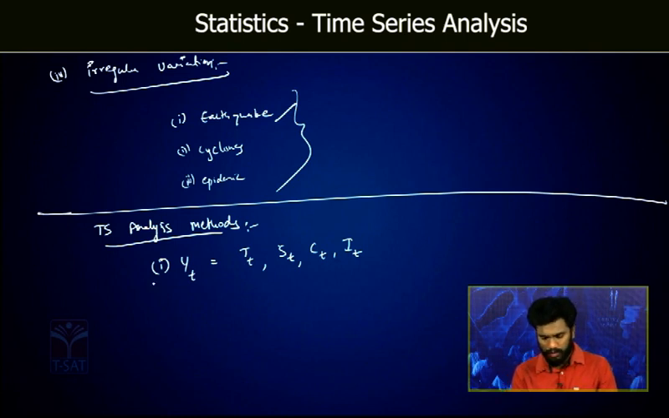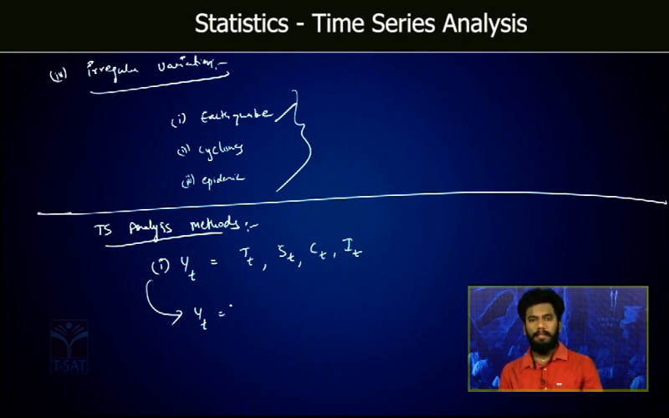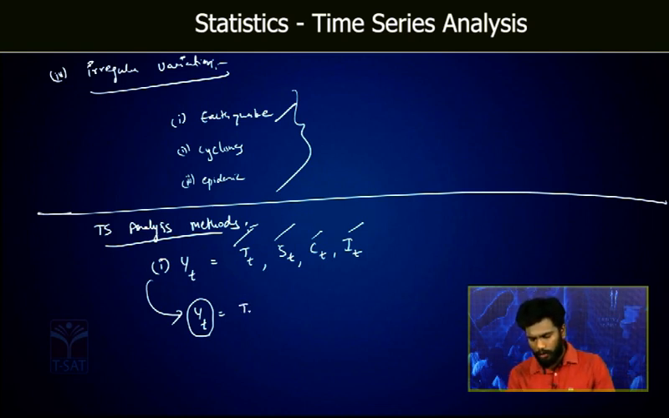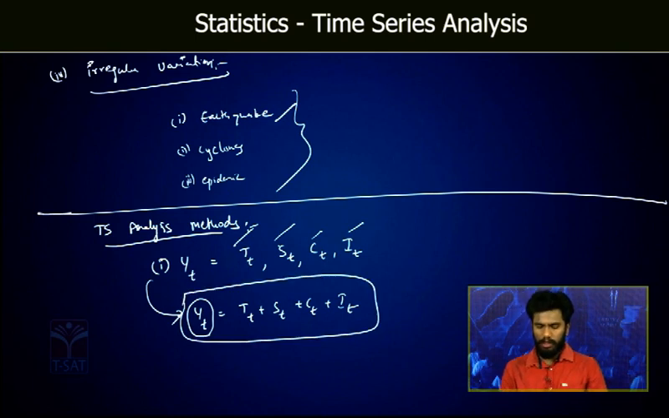Now we have 2 processes for analyzing the time series. The first thing is, we assume each and every effect, that trend effect or seasonal effect or cyclic effect or irregular effect, they all act independently on YT. Then we go for the additive model. We add all the effects and write: YT is equal to trend plus seasonal variation plus cyclic variations plus irregular variations. This is nothing but the additive model of the time series.